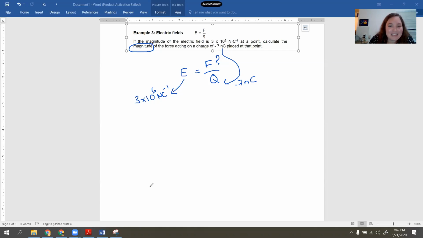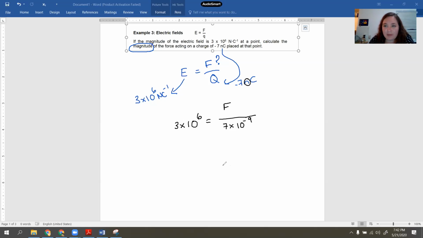So if we go and plug everything in here, we're going to say 3 times 10 to the 6 is equal to the force divided by the charge. Now, the biggest mistake that people are likely to make here is forgetting the nano. So you've got to change that into 7 times 10 to the -9.